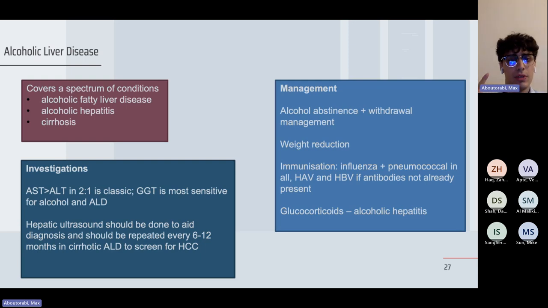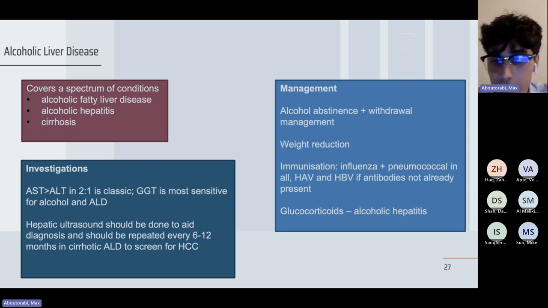So I know I said before gamma GT is more of a cholestatic marker. However, alcohol itself can raise gamma GT alone. So if you ever see AST, ALT raised, and then gamma GT raised as well, don't get thrown off and think it's cholestatic, because the gamma GT will be raised by alcohol itself.